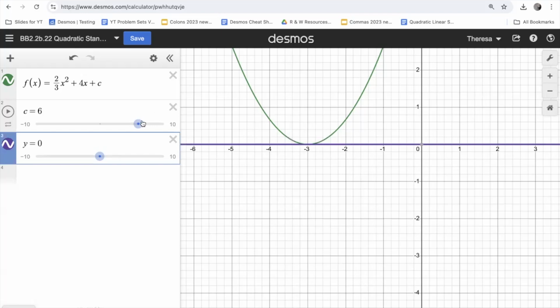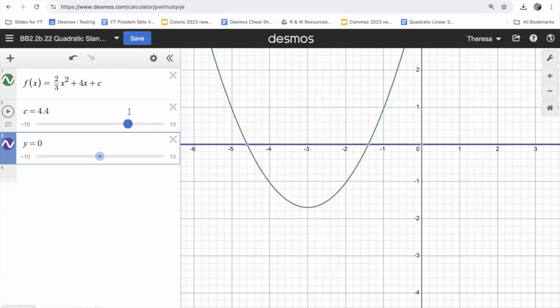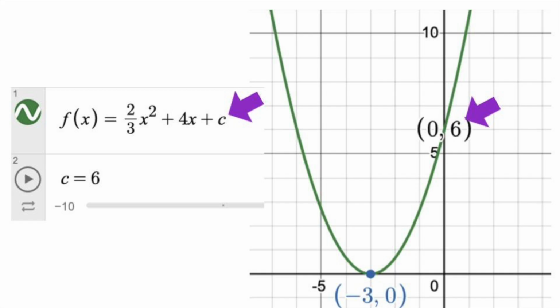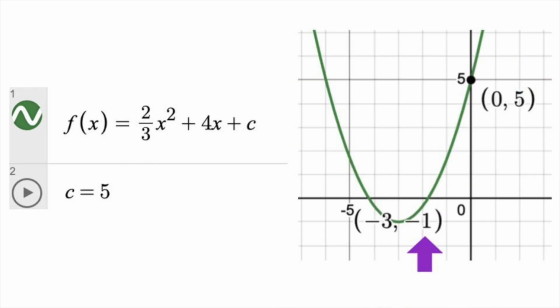As we manipulate our slider for c, we're looking to determine if c must be less than 0 in order for the y-coordinate of the vertex to be below the x-axis. We can see that when c is less than 6, the y-coordinate of the vertex is negative.